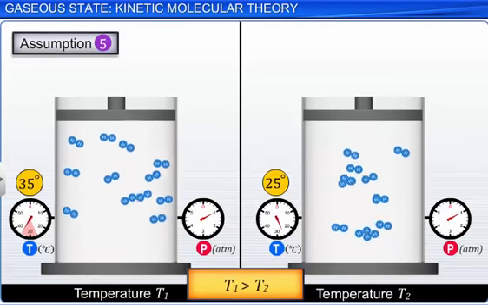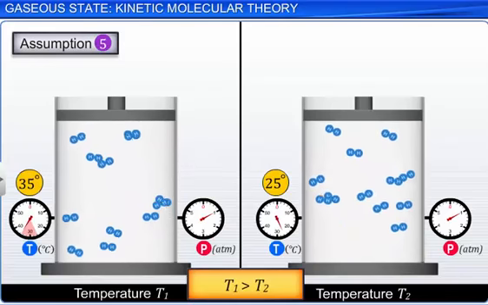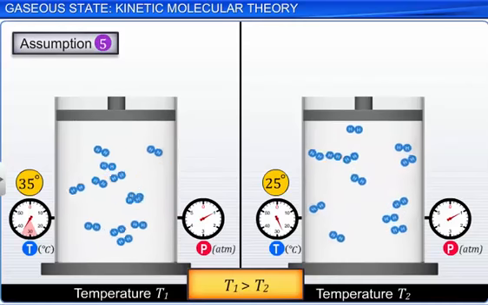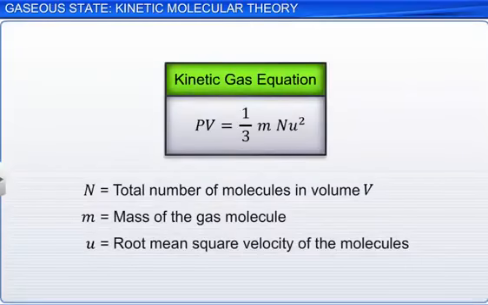Based on these assumptions, an equation for pressure of a gas is derived as PV = 1/3 mnu². This is called the kinetic gas equation, where n is the total number of molecules in volume V, m is the mass of the gas molecule, and u is the root mean square velocity of the molecules.